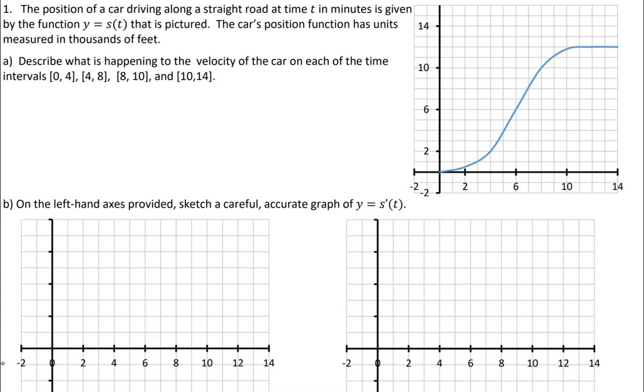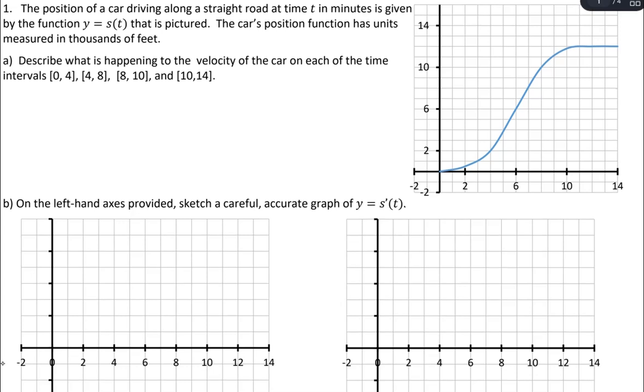So we are looking at the position of a car measured in thousands of feet as a function of time measured in minutes. And we're supposed to describe what is happening to the velocity of the car. So remember, velocity is speed with a direction, so it can be positive or negative, and it's related to the position function because it's the slope of the tangent line. The instantaneous velocity is going to be the slope of the tangent line.